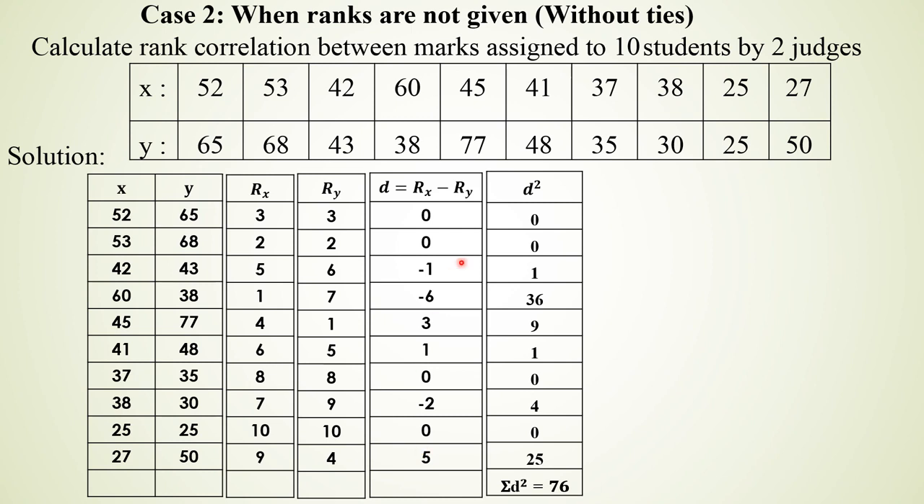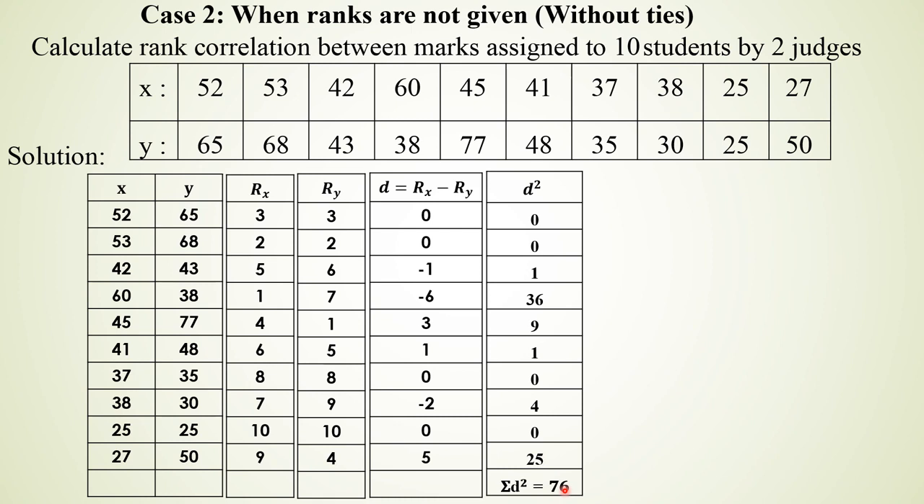Next, take the squares of these differences. 0 square is 0. The next term is also 0. Minus 1 whole square is 1. Minus 6 whole square is 36. 3 square is 9. 1 square is 1. 0 square is 0. Minus 2 whole square is 4. 0 square is 0. 5 square is 25. And the sum of the squares of these differences is equal to 76.